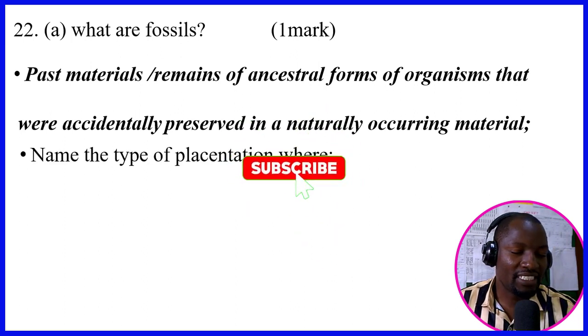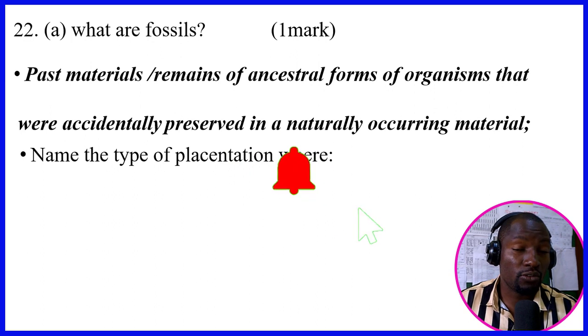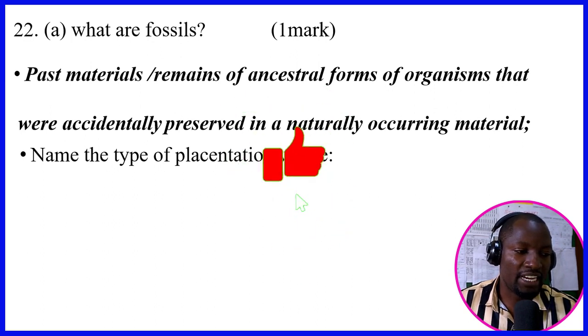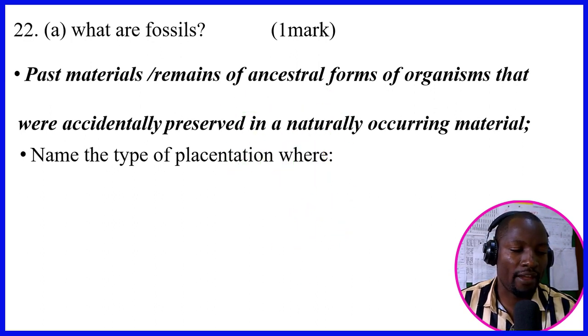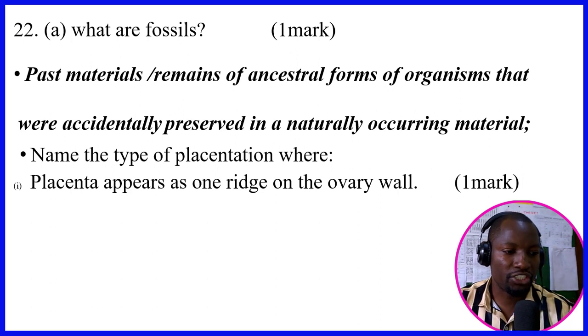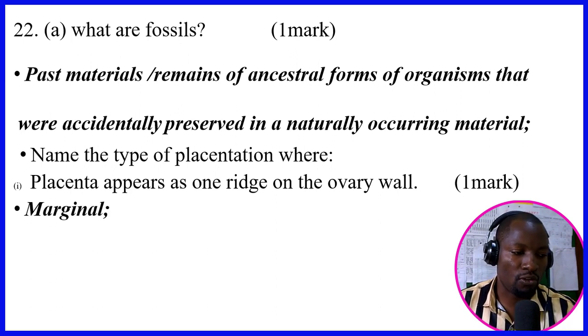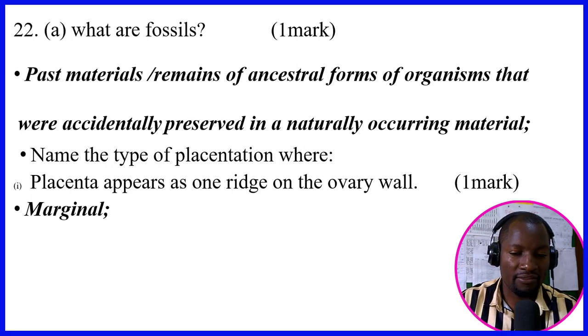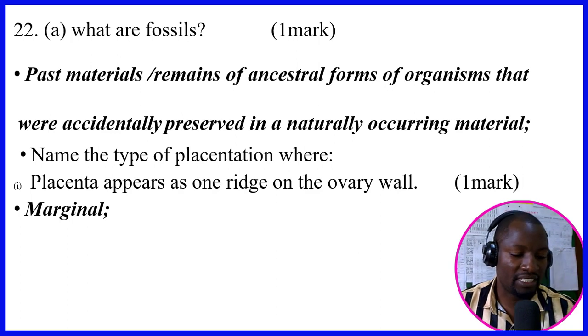Now we're talking about the types of placentation. Name the type of placentation where: 1. Placenta appears as one ridge on the ovary wall. That is marginal, and this one occurs in beans and peas. So we have the marginal placentation.